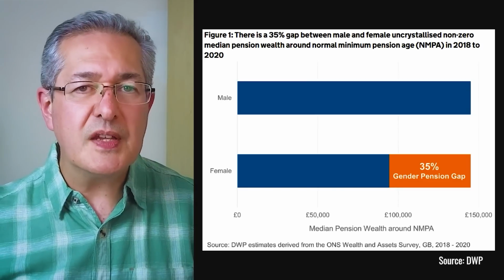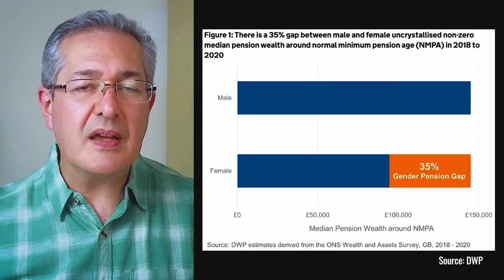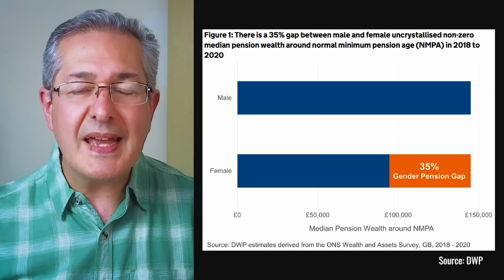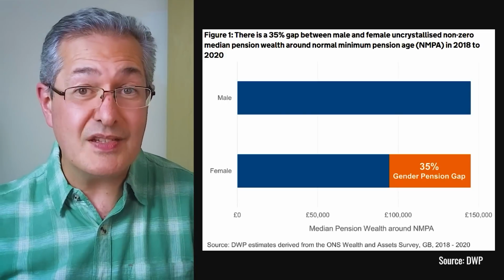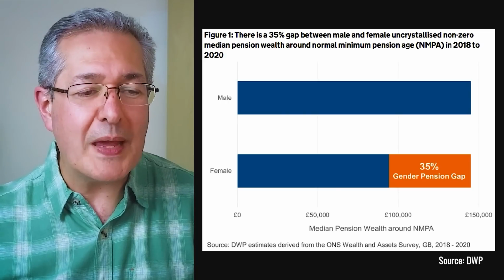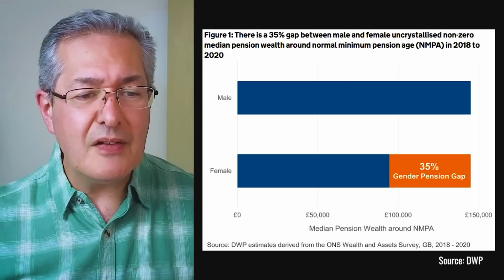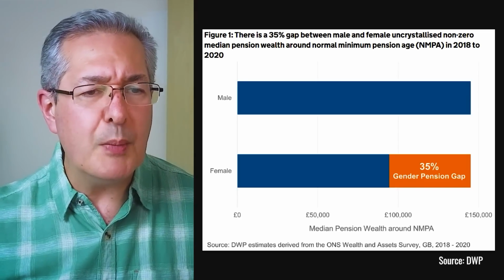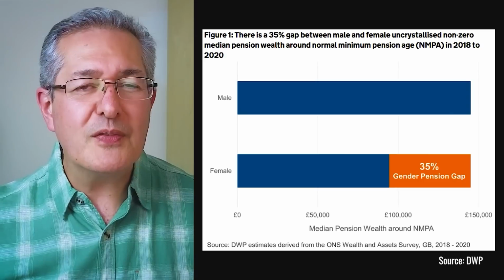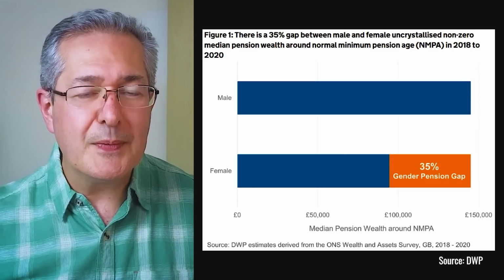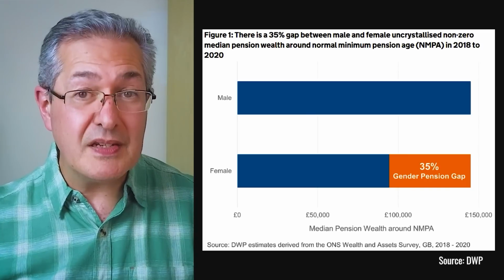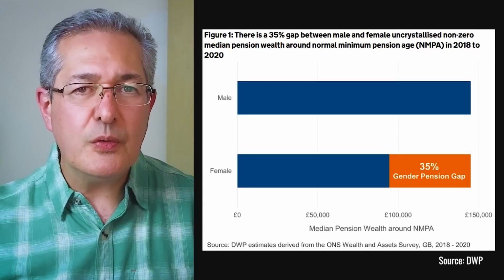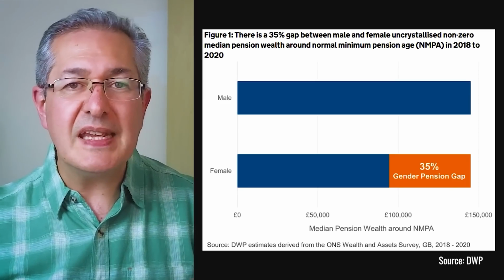What's particularly worrying for the UK is the gender gap when it comes to pension wealth. Now, the actual name from this report for the gender pension gap is almost incomprehensible, which is why it's shortened to gender pension gap. It's defined as the gap between male and female uncrystallized non-zero median pension wealth around normal minimum pension age. So that's a bit of a mouthful. We'll just call it the gender pension gap. But what's really surprising is its magnitude. That's a 35% gap.